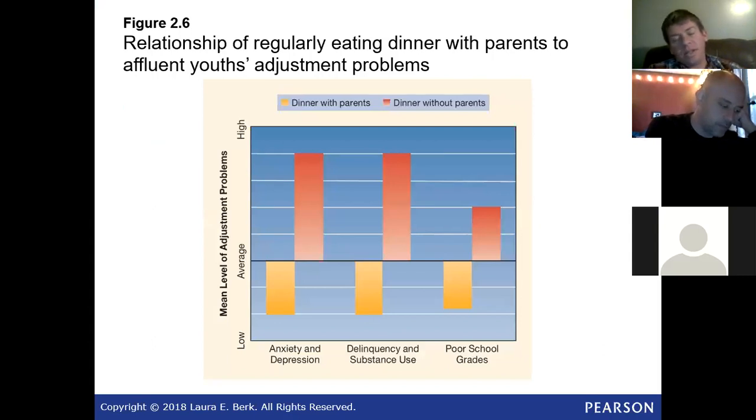So this is something you should put away and remember. Try to tell somebody you know, somebody you love, this little fact: by simply eating dinner with your children, it lowers their odds of anxiety and depression, delinquency and substance abuse, and the odds of having poor school grades. So simply eating dinner with your children impacts those things. Those who do not have more anxiety and depression, more delinquency, more substance abuse, lower school grades.